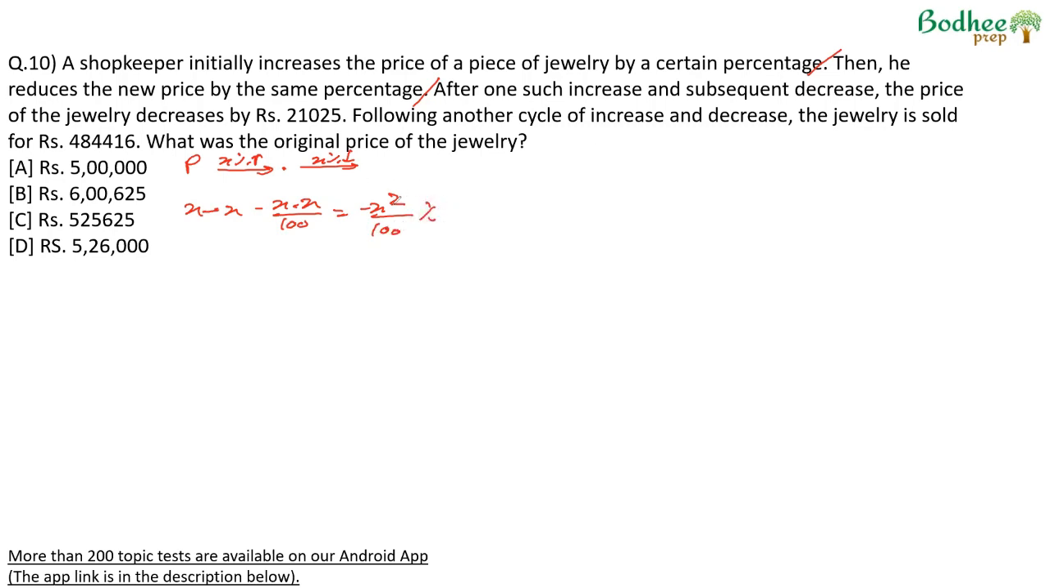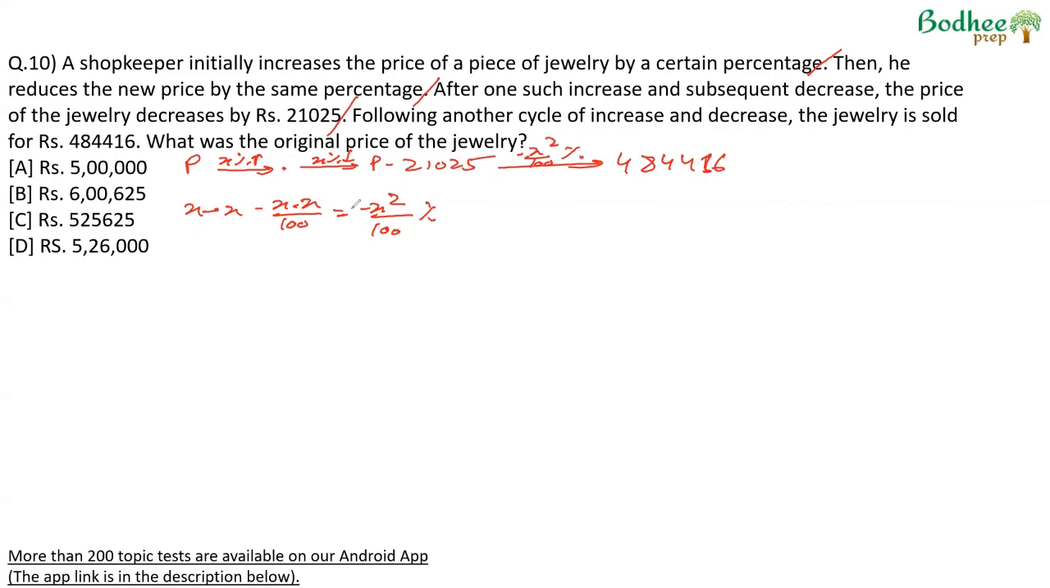Whenever we have to use this value in an equation, because of this percent, we'll get another 100 in the base. After one such increase and subsequent decrease, the price of the jewelry decreased by 21025. So P after one cycle becomes P minus 21025. Following another cycle, so again net change of minus X square by 100%. The jewelry is sold at 484416. What was the original price of the jewelry?